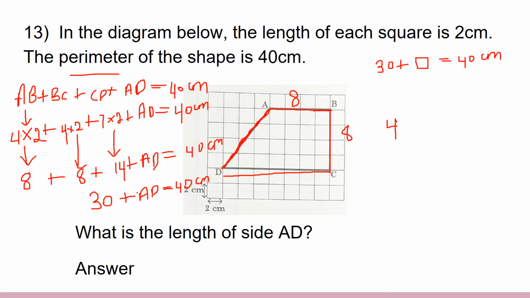So we have 40 and we're going to take away, instead of adding the 30, we are going to take away the 30, and we are going to get 10. So this tells me that the length of line AD has to be 10 centimeters. It has to be that, because remember they told us that the perimeter of the shape, which is the entire distance around the shape, is 40 centimeters. So that means that AD must be 10 centimeters. And this is how we work out a question like this.